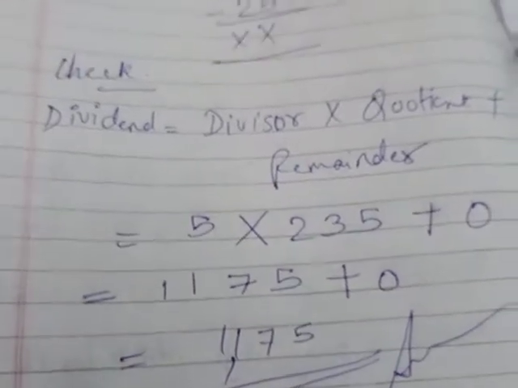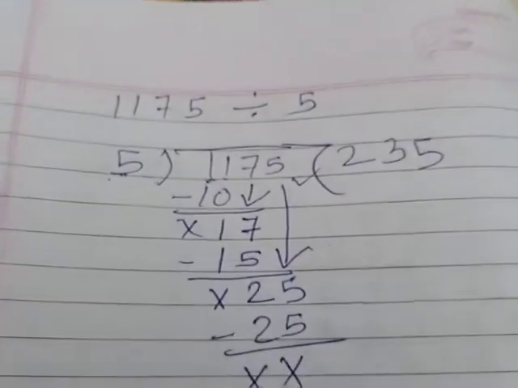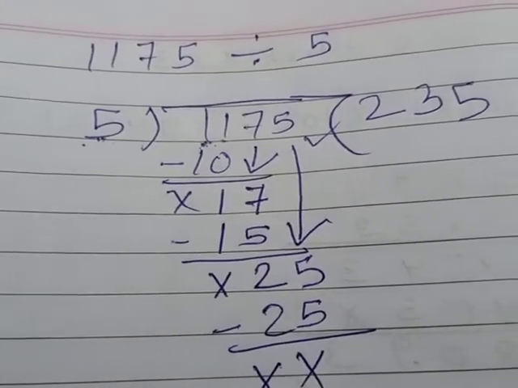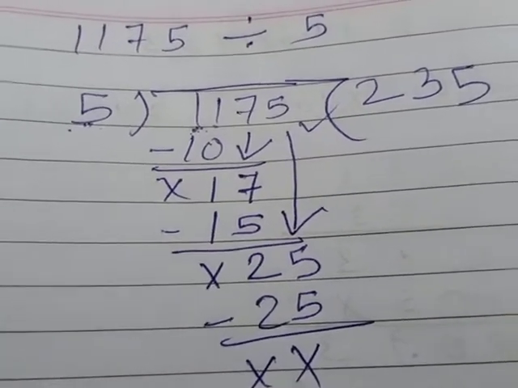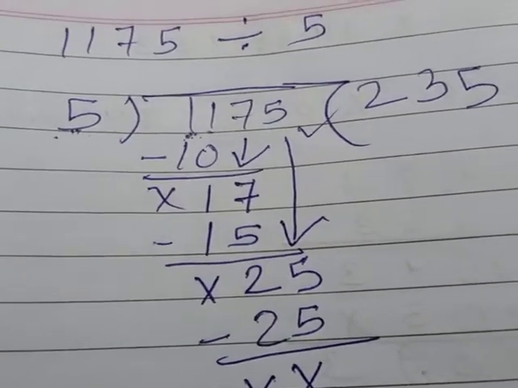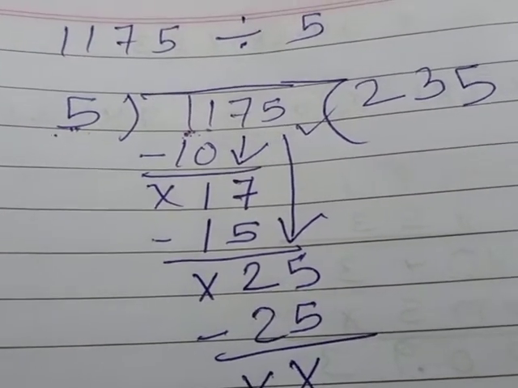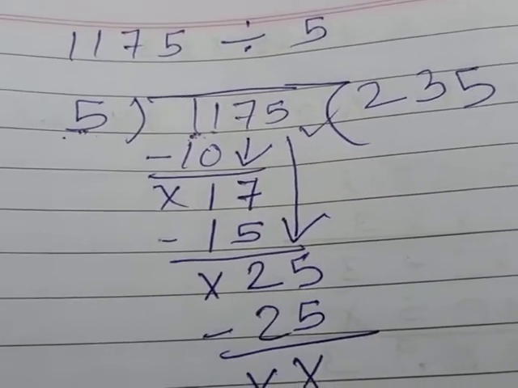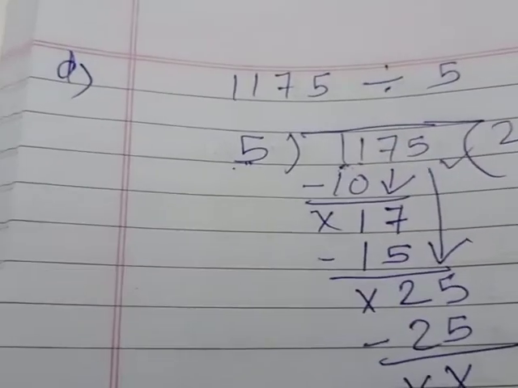I hope the method is clear to everyone. The main thing we have to keep in mind is how to begin the division. It is very simple. If the given divisor is greater than the first digit of the dividend, we will take 2 digits together and solve. Question number D is done.